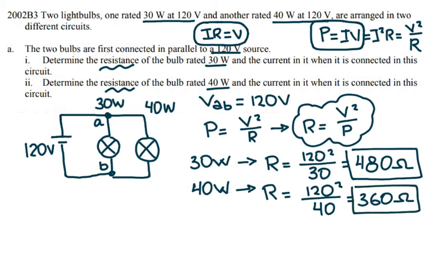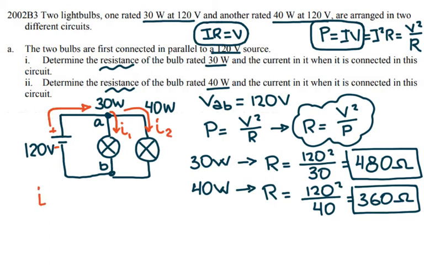So to calculate the current, it always flows from the positive plate of the battery to the negative plate of the battery. So the current is going to go this way, and then it's going to split to the current through the 30 watt resistor and the 40 watt resistor. I'm going to call this one I1 and this one I2.